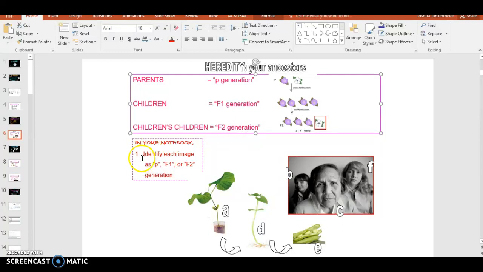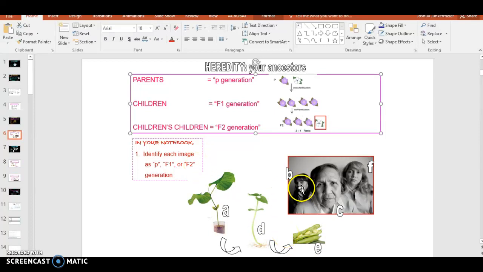All right, the task here, it says identify each image as P generation, F1 generation, or F2 generation. I'll do the plants with you, and then on your own, do these people here. So the oldest plant is A, so that must be the P generation, because that must be the parent generation. And then the second oldest is this plant. We'll call it the F1, so A equals P generation, D equals F1 generation, and then we have a seed. That is the youngest. The seed is the youngest generation, so we'll call it the F2 generation.